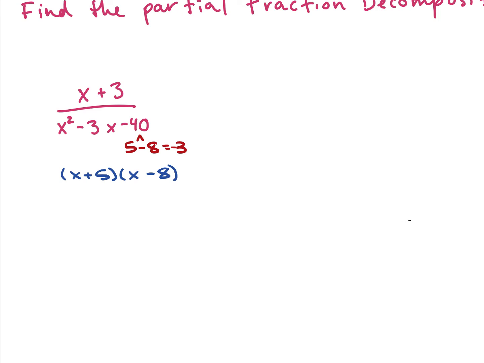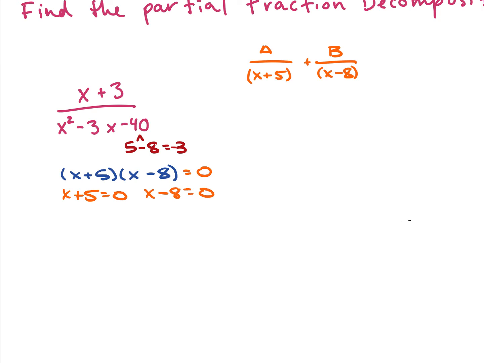We will use this in a over x plus 5 plus b over x minus 8. If I were you at this time, I would also solve this if it was equal to 0. So then I would have the x plus 5 is equal to 0, and the x minus 8 is equal to 0. Move the 5 over, move the 8 over. You get that x is equal to negative 5, and x is equal to positive 8.